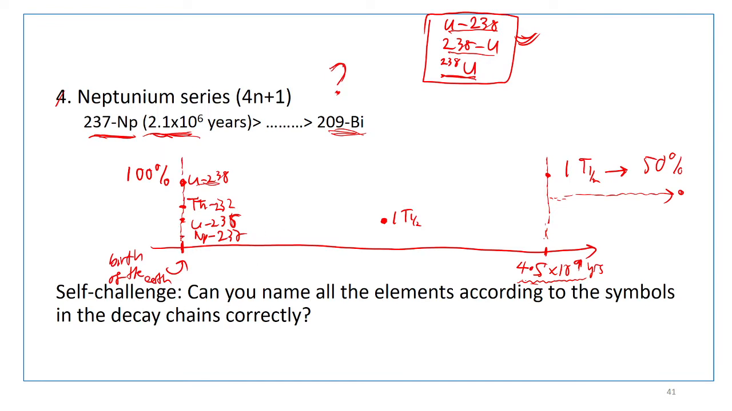So on the timeline, it is long. It has undergone its first half-life a long time ago, and at the present time, the neptunium has undergone many half-lives, which makes its existence almost zero, almost 0%, which is the reason why you cannot find neptunium in nature anymore.